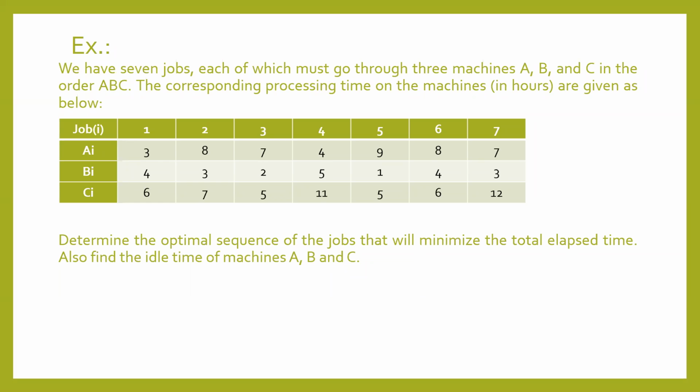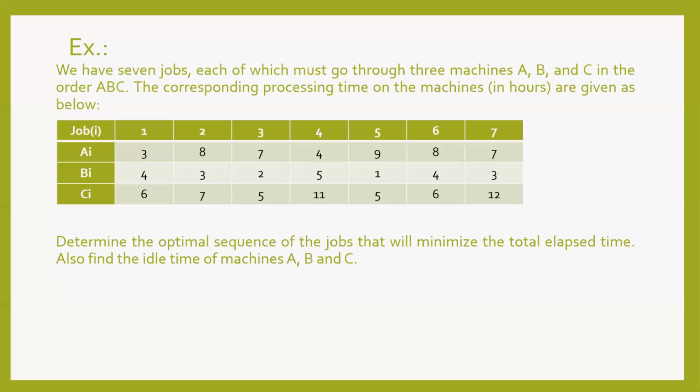So what is the Johnson rule method? We have to replace the 3 machines with 2 fictitious machines. So I'm going to introduce 2 machines G and H, and then perform the calculation and find out the processing time for G and H. Let us see the solution.